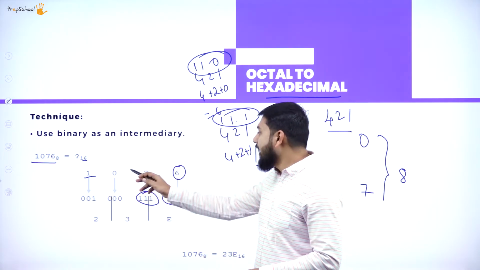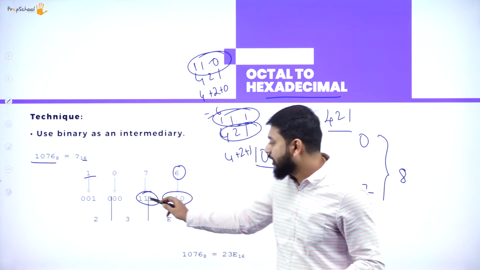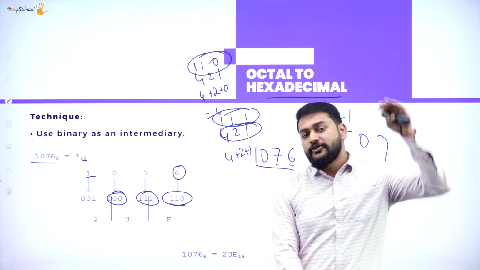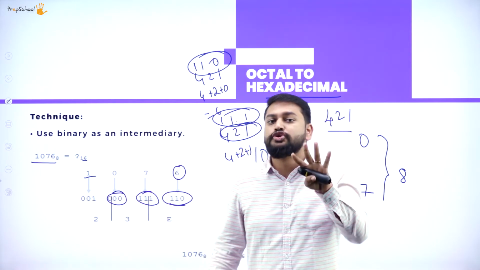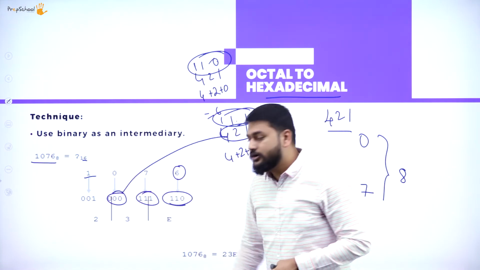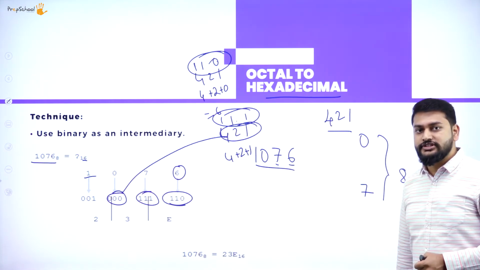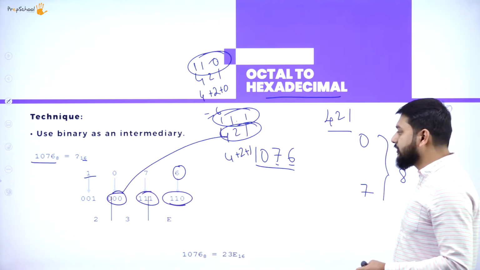In the same way, I have 0. Please understand, I'm using 421 code. That's why I'm using 3 zeros. Suppose if I was using 8421, you should write 4 zeros. So here I'm writing 421 code, that's why only 3 digits. That's what you need to understand here.